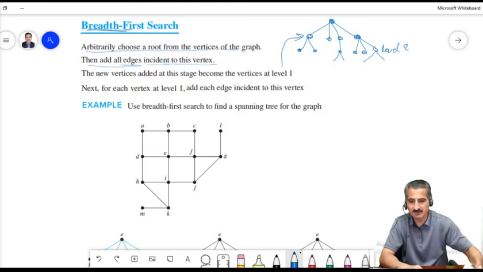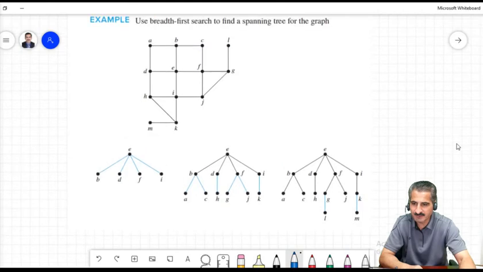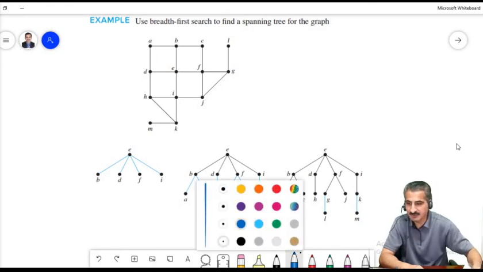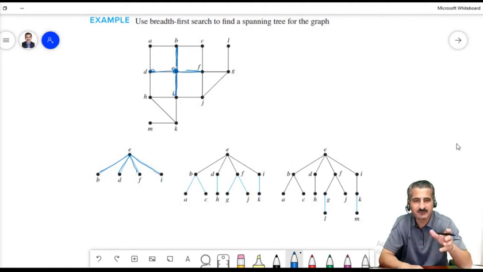Okay, now we will perform this algorithm on this graph. So at the beginning we started at E, and now notice that E is connected to B and to I and to F and to D. So here we go, to B, to D, to F, to I. So the ones that are connected to E, the vertex we have chosen as the root, are put in the first level.